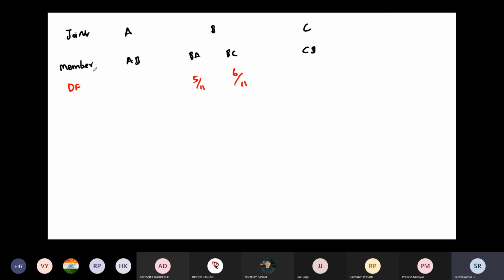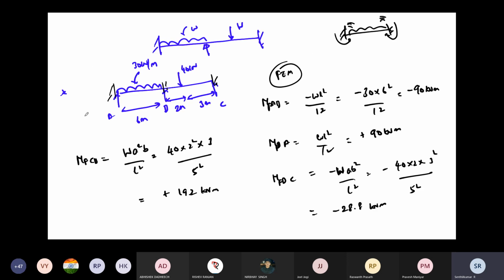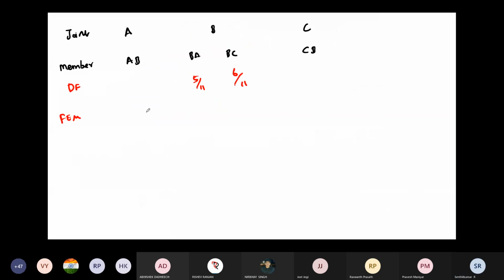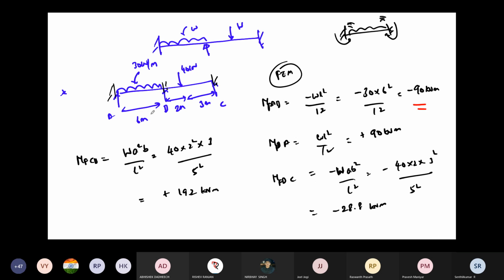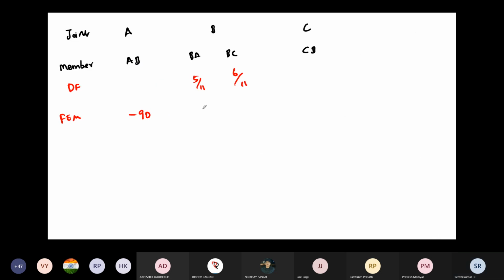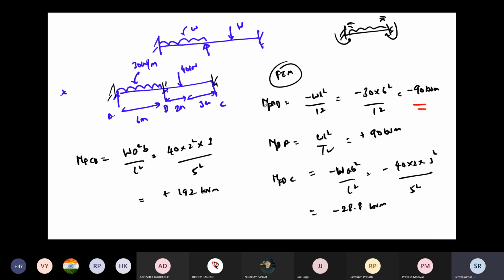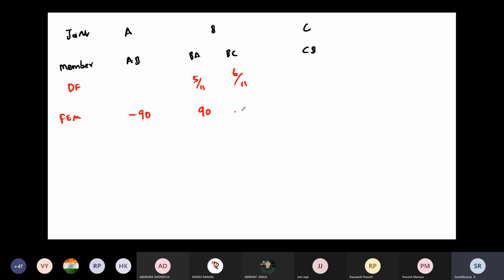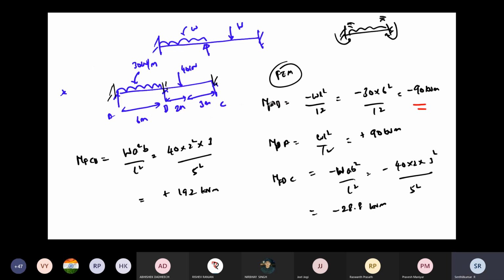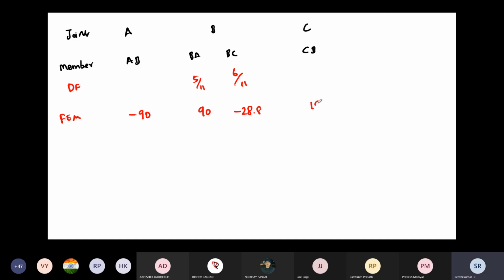Okay. Now, the first procedure is that you have initially locked the joints. So you found the fixed end moments, right? What is your fixed end moment for AB? Minus 90. BA plus 90. BC minus 28.8. Then CB plus 19.2.